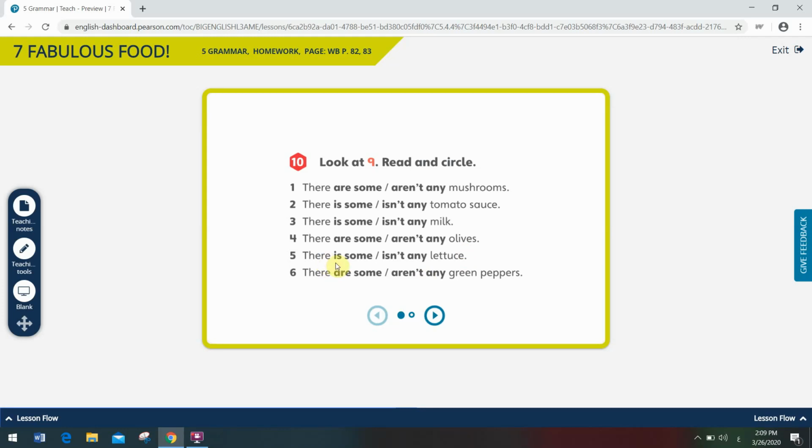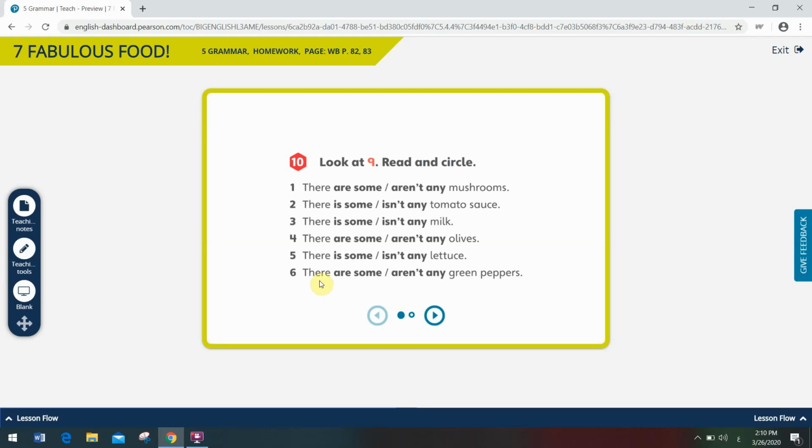Number 5, there is some or there isn't any lettuce. كان موجود في عنا الخس. Excellent. So we have the lettuce in the four pictures. So the answer is there is some. لأنه دائما عندنا isn't أو aren't هي نفي أي أنه لم يكن موجودا. So the answer is there is some lettuce.